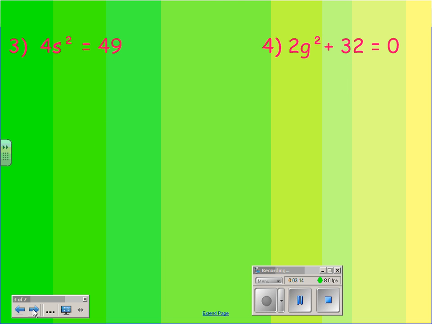4s squared equals 49. This is sort of like when we do 4s is equal to 49. If I was going to solve that, I would just divide by the coefficient on both sides. That's exactly what we're going to do here. We're trying to ultimately solve for s, so to get s squared by itself, we want to divide by 4 on both sides of the equation. When I do that, I end up with s squared on the left, and I'm just going to leave this as 49 over 4 and recognize that both of those are squares of a number.